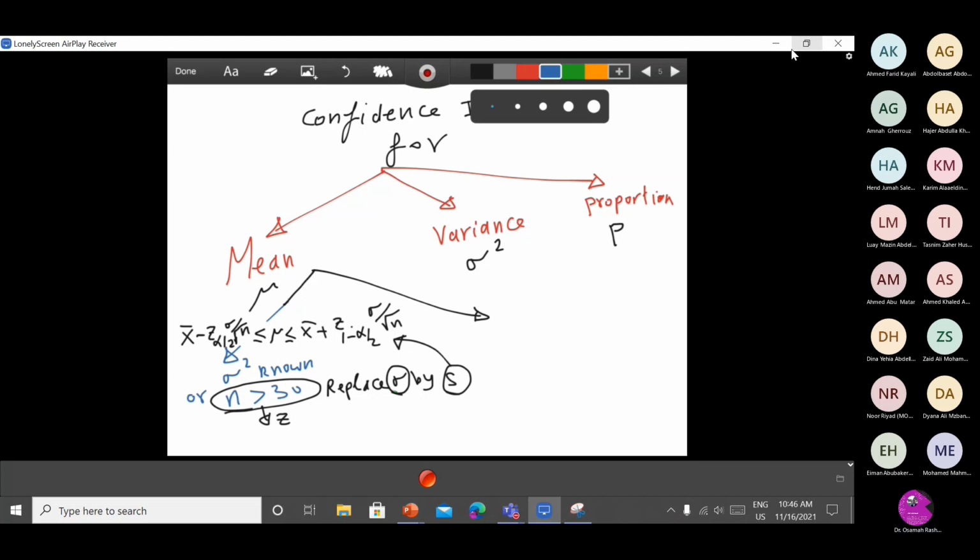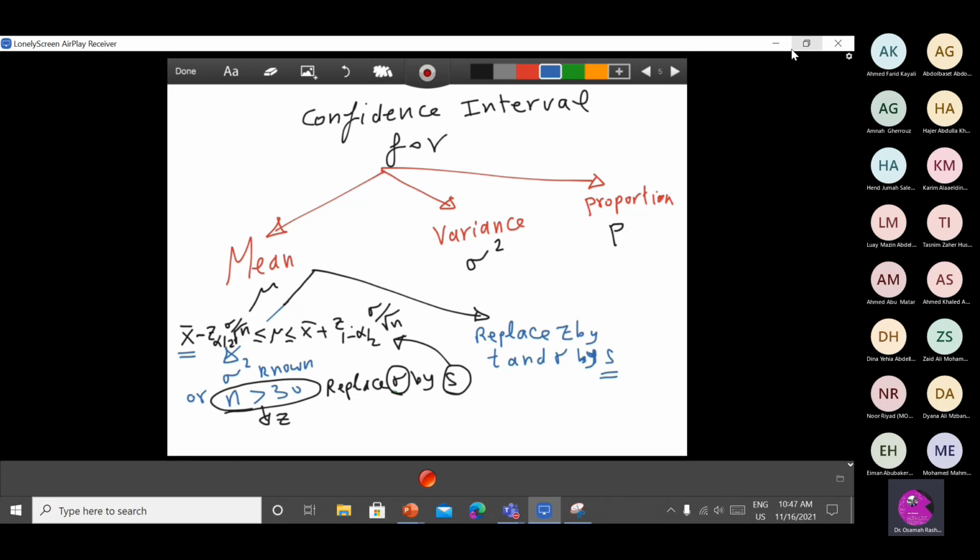I'm not going to write it again. You just replace z by t and sigma by s. So you need to have the standard deviation of the sample, okay? And you need to have the mean of the sample when you are going to find the confidence interval for the mean, using t or using z, right?